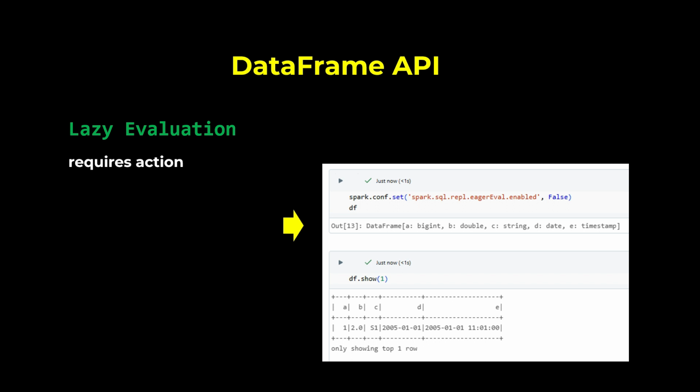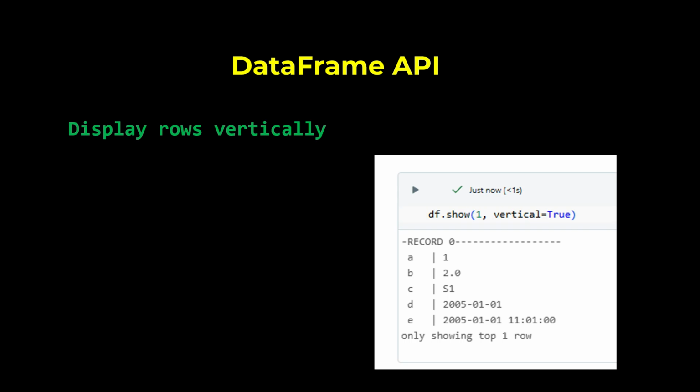Here we need to perform an action, such as using the show method, to display information. The rows can also be shown vertically. This is useful when rows are too long to show horizontally. To do so, we set the parameter vertical to true.